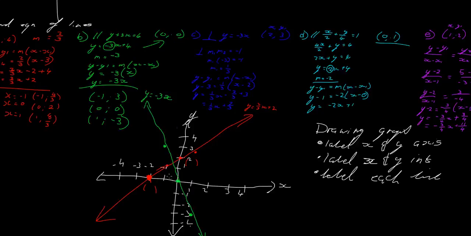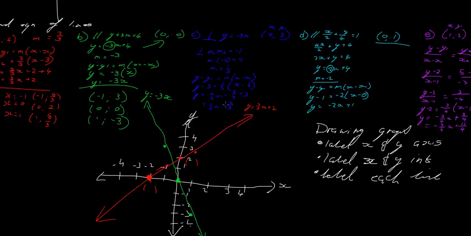And once again, indicate your x-intercept and y-intercept on your graph. Just for safety, even if they don't ask for it, if you have time, just label it, because they might be looking for it and not ask for it. Okay, let's do our third line here.